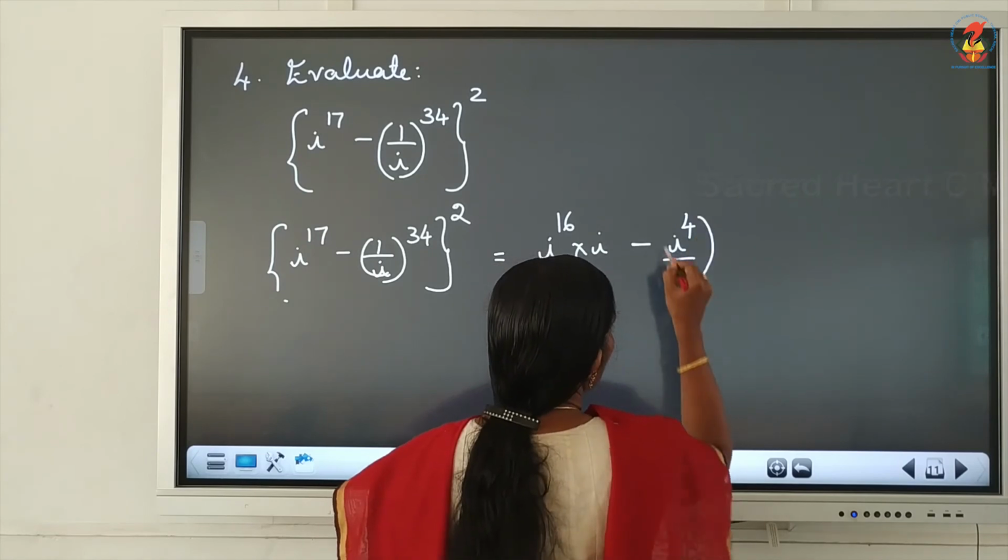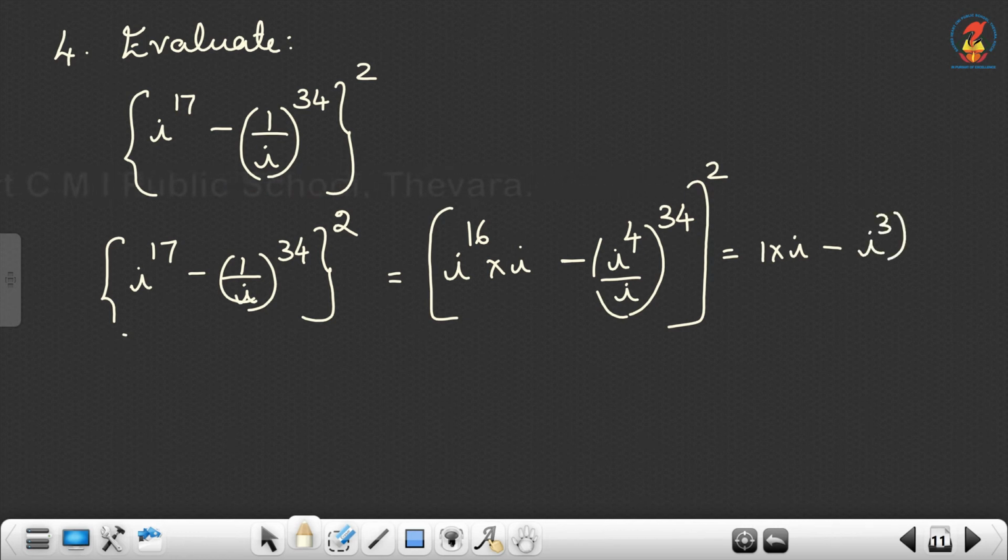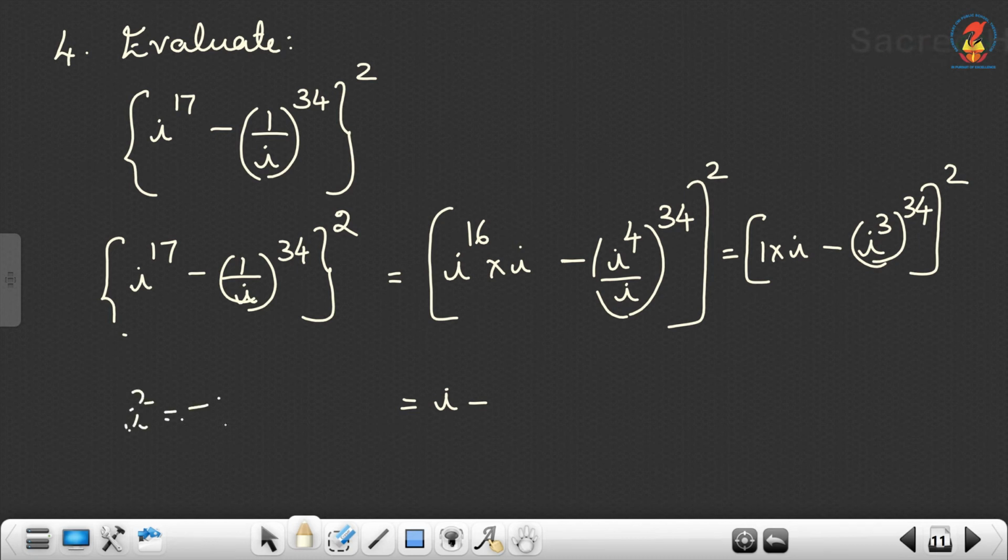Then here we have i^34, then whole square. i^16 is 1, so 1 into i becomes i. In the next step we can write i^4 and i, we can cancel. So i^3 raised to 34, then whole square. What is i^3? i squared is minus 1, so i^3 means minus i.